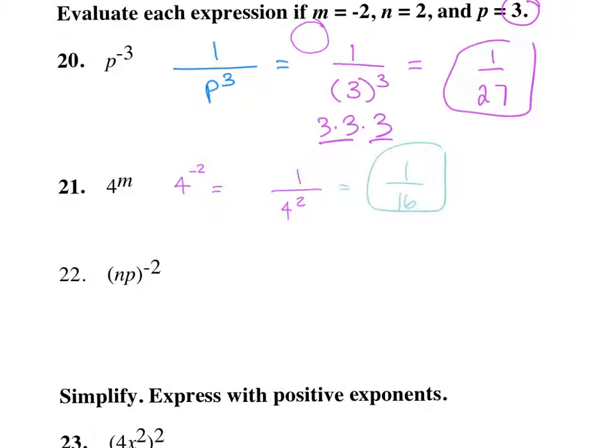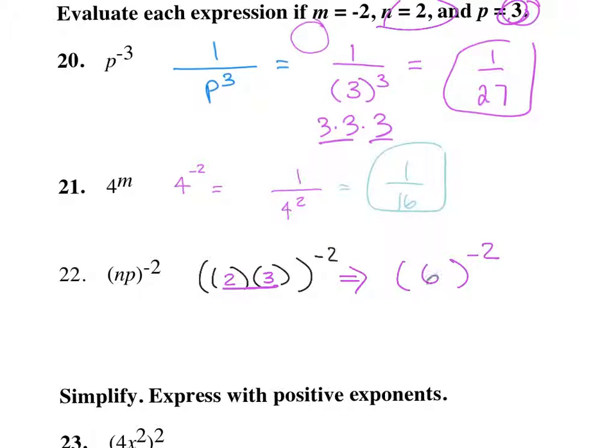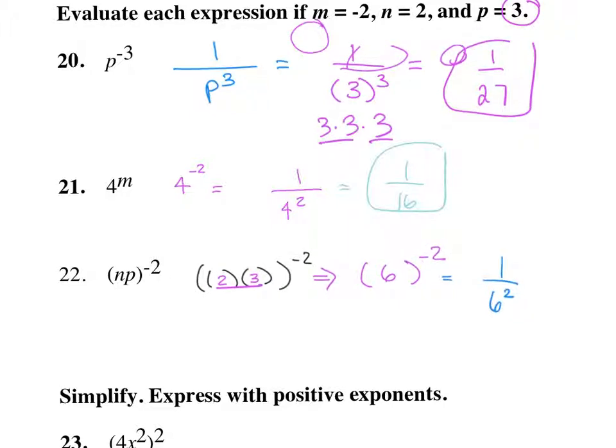This one's just a little bit confusing. Rewrite it with parentheses if it helps you. Something to the power of negative 2. N times p. Well, n is 2 and p is 3. This gives you 6. So that is really parentheses to the negative 2, but the inside is now 6. Which then I can go ahead and rewrite as 1 over 6 to the 2, which is really equal to 1 over 36.